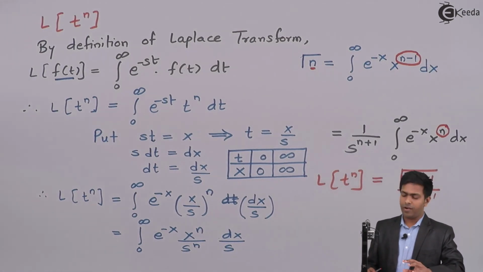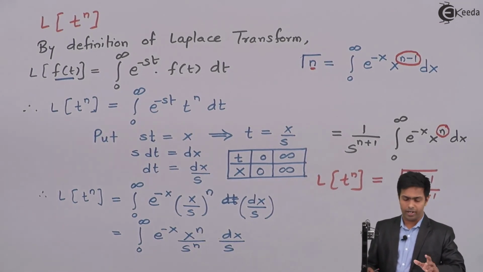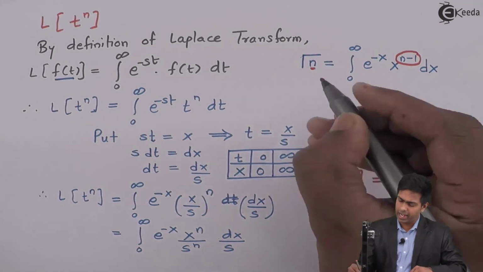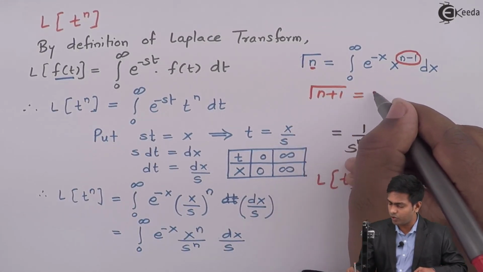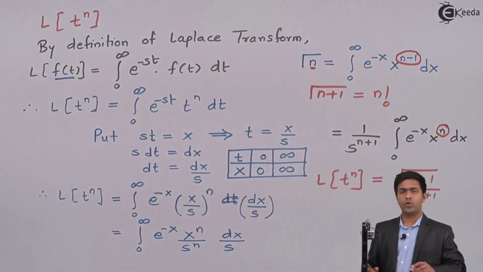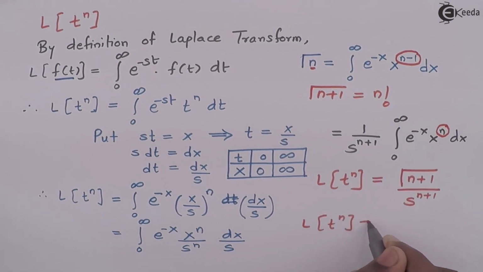Now we have this one formula. Still we have one more property. What is the property? We have one property that gamma of n plus 1 is always equal to n factorial. So if I want the formula of t raised to n in terms of factorial, then I can say that Laplace of t raised to n is n factorial upon s raised to n plus 1.